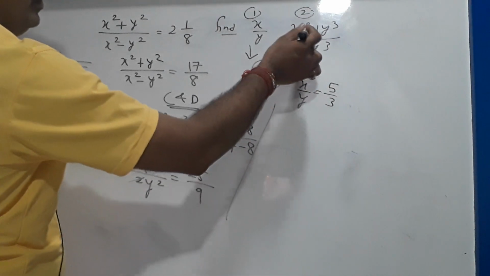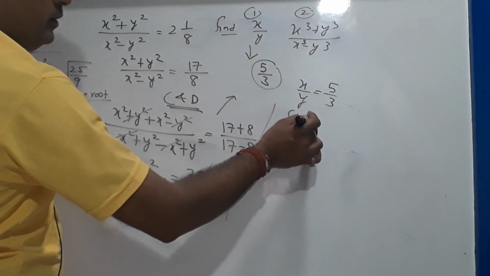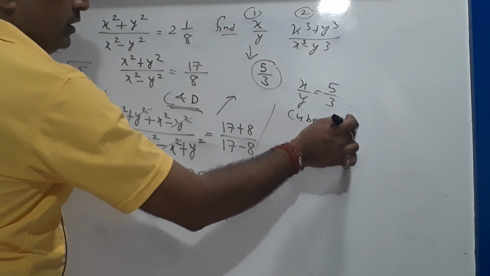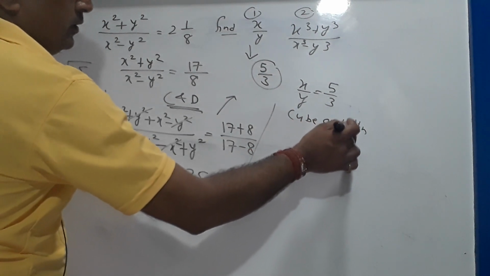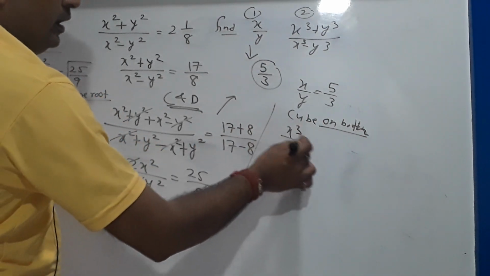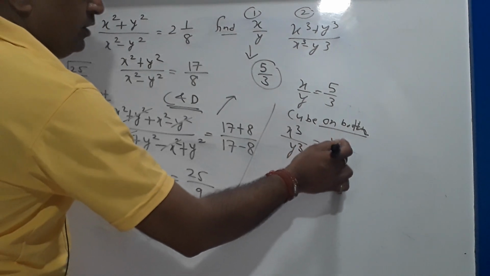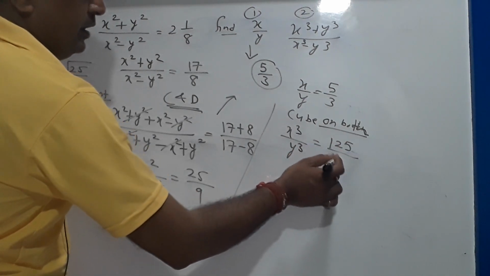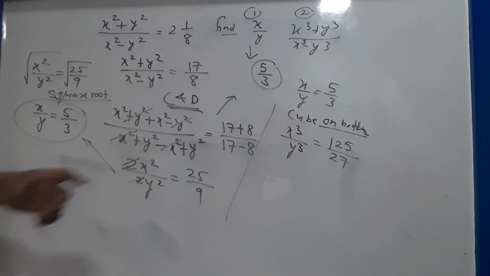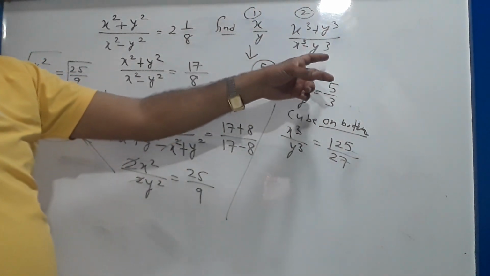We want x cube and y cube. So taking cube on both sides. What do you get? x cube upon y cube is equal to 5 cube, 125, upon 3 cube, 27. Now we want to get x cube plus y cube upon x cube minus y cube. We have x cube upon y cube.